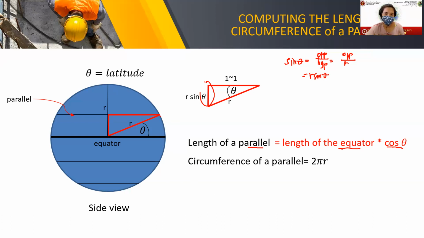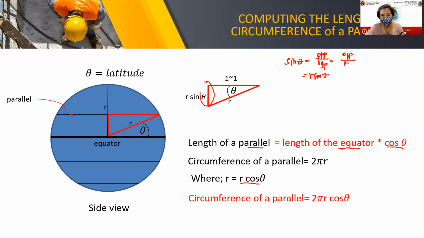So if you are going to compute the circumference, this is just equal to 2 pi r, where r is the radius of the sphere or the radius of the earth, which is given by r cosine of the latitude. So therefore, the circumference of your parallel is given by 2 pi r cosine of the latitude. Okay.